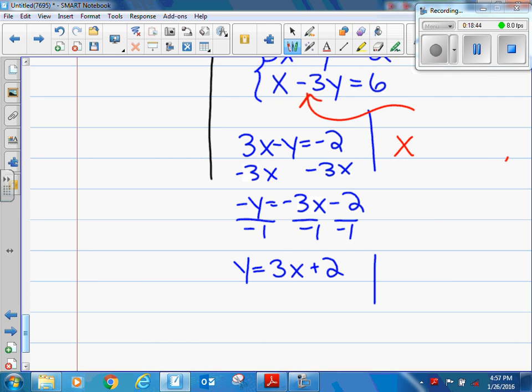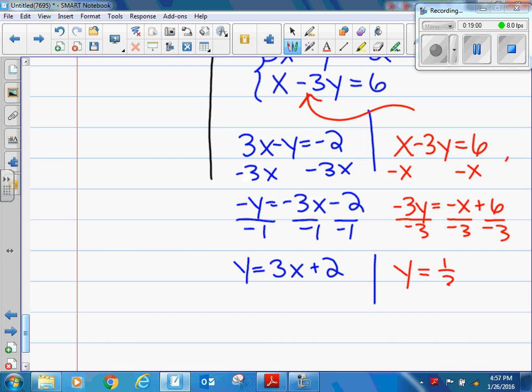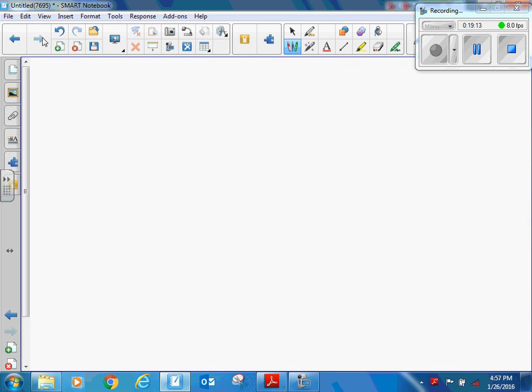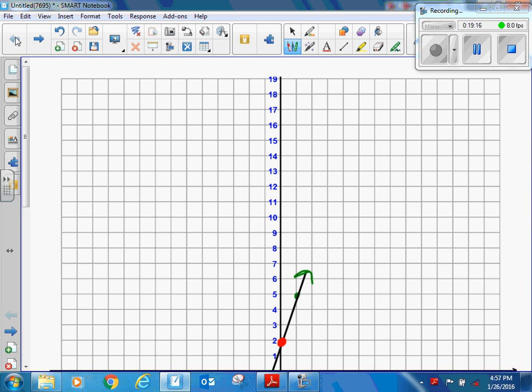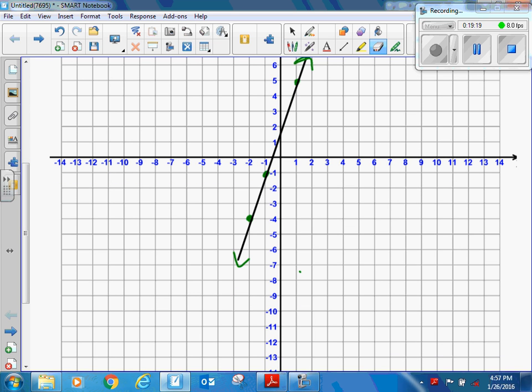So if I have x minus 3y equals 6, I can subtract x from both sides. I get -3y equals -x plus 6. I'm dividing by -3. So I should have y equals 1/3 x minus 2. That was my mistake. Let's look at that graph again. I was wondering why I wasn't getting the right graph. I'm not starting here anymore. I'm starting down at -2. And my slope is 1/3. So I'm going up 1 over 3, and then I can go down 1, back 3.